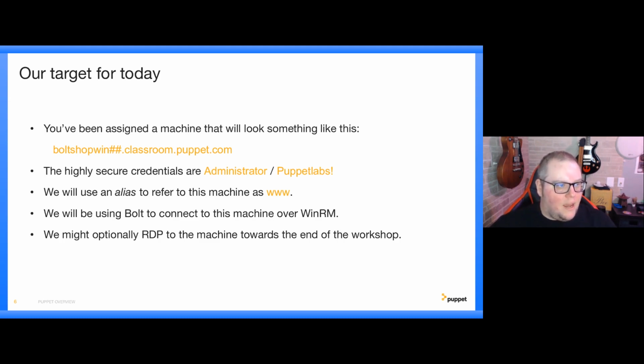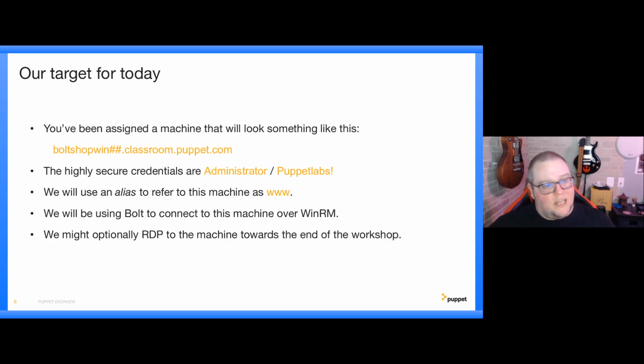You will get a name similar to something like this. It'll have a different thing in front, and then classroom.puppet.com. The credentials will be administrator and Puppet Labs. We do believe in security here, and we'll use an alias to refer to that machine. So this is a really long host name, and the one thing I've learned automating over the years is I just get lazy when it comes to typing in host names, right? So we're going to be building a web server today. We're just going to call it www, and we can refer to it as that instead of spending all that time copying and pasting or typing in a bunch of letters.